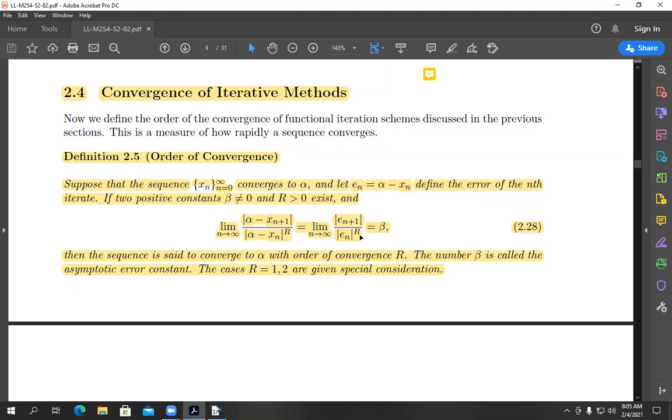We can have different values of r, but generally in our topic we discuss r equal to either 1 or 2, because the five numerical methods we have discussed up to now either have linear convergence or quadratic convergence. Maximum is that. For example, you remember that one.